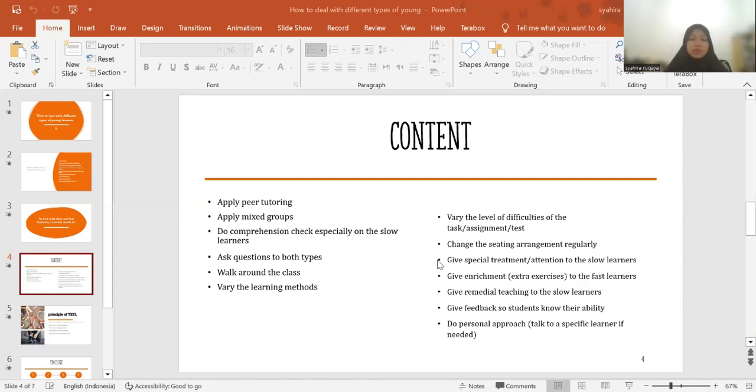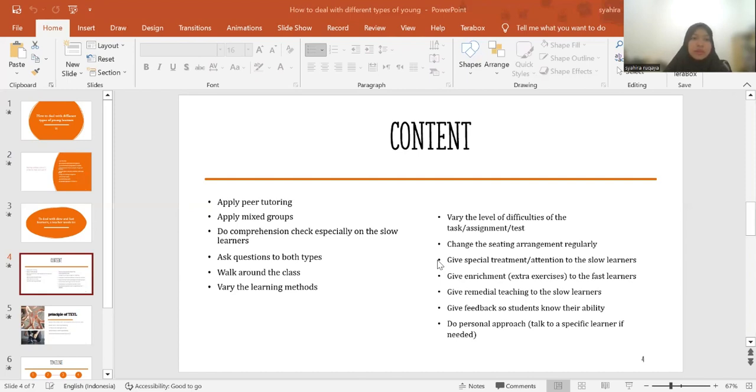Give special treatment or attention to the slow learners. Especially for children who learn more slowly, we can pay more attention. For example, we can ask the child to name the material that has been discussed.